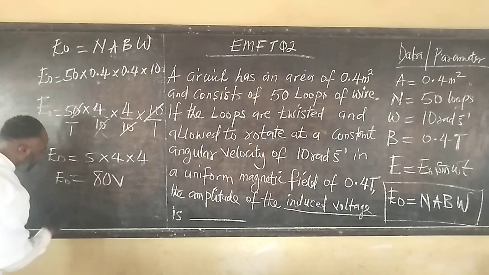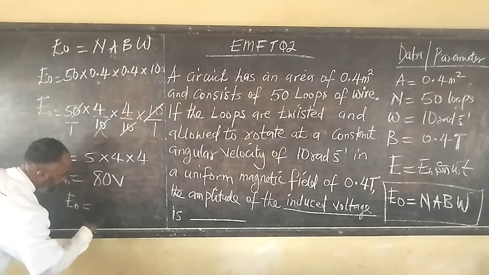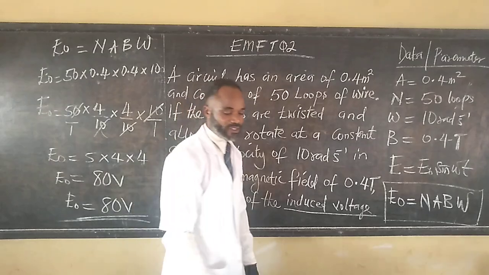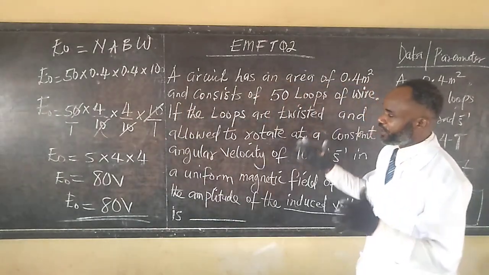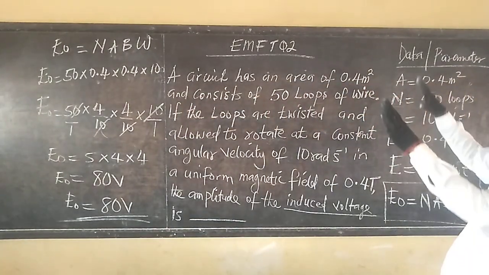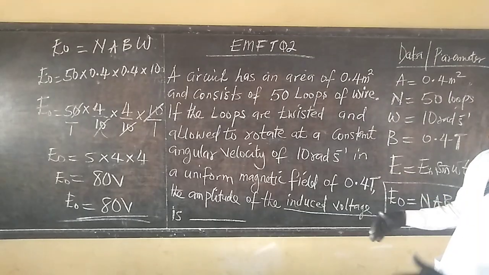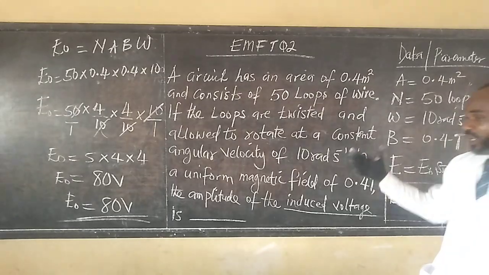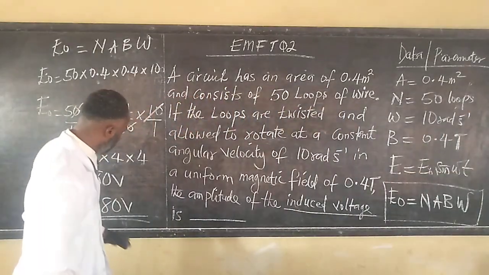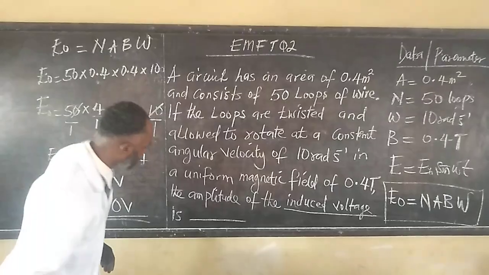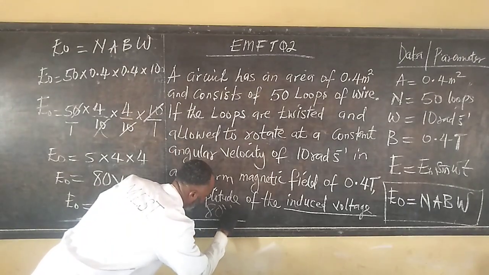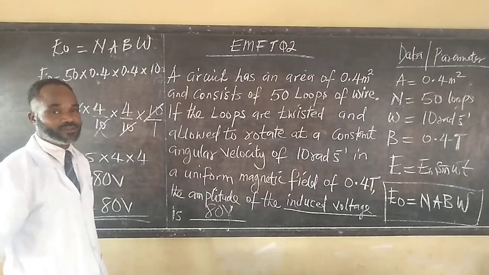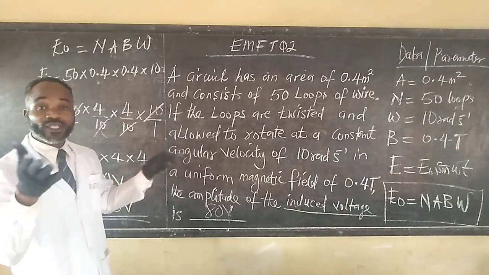Therefore, the induced voltage is 80 volts. Solved. So what we need to do now is go through the steps one at a time and find out if there is anything we missed in the first place. But if there's nothing we have missed, it means the answer is 80 volts. We come here and write 80 volts. Simple. However, if you think otherwise, my dear, put it in the comment section and we discuss it further from there.